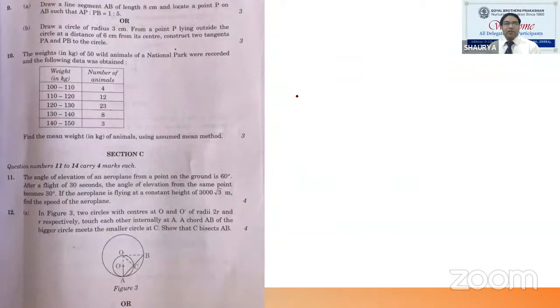Let's come to the next question of section B. It says draw a line segment AB equal to 8 centimeter and locate a point P on it such that AP is to PB is in the ratio 1:5. So it's a question from construction. I hope everyone knows this.